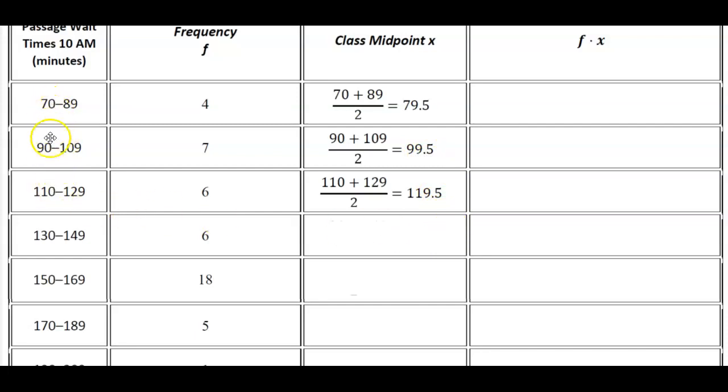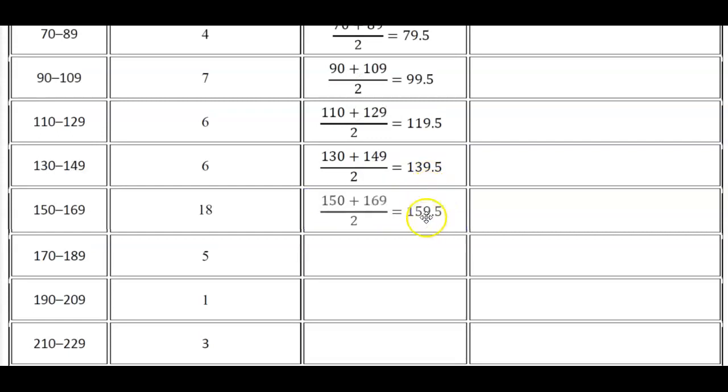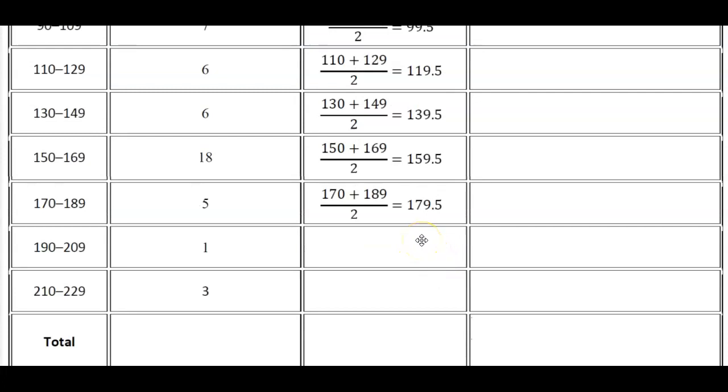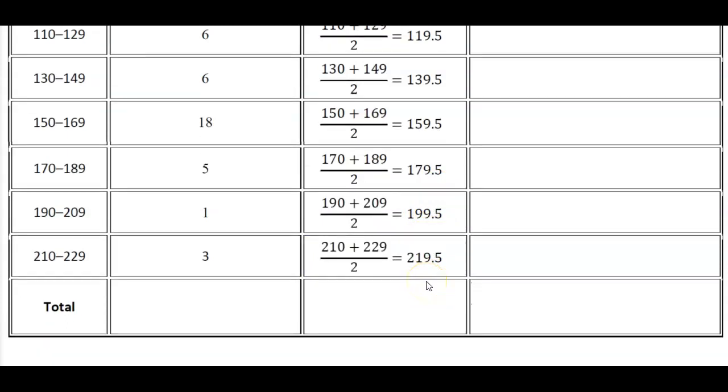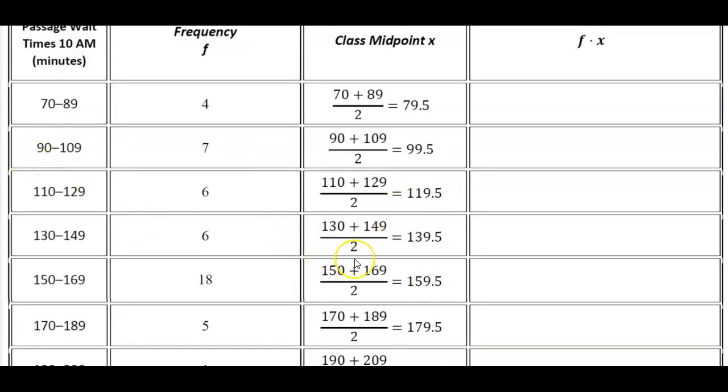If you notice, that is what the class width is. From 70 to 90 is 20. From 90 to 110 is 20. 110 to 130 is 20. So basically, we can just add 20 to each value, or add 130 plus 149 divided by 2, which gives us 139.5. If we add 20 to that, we get 159.5. Add 20, we get 179.5. Add 20, we get 199.5. And add 20, we get 219.5. So now we've found the class midpoints for each particular class.